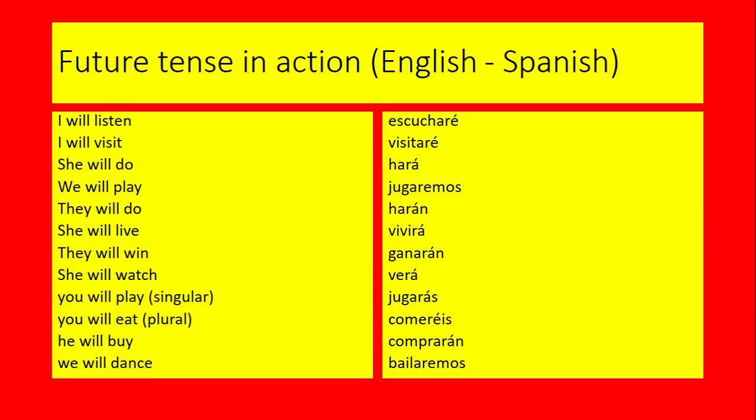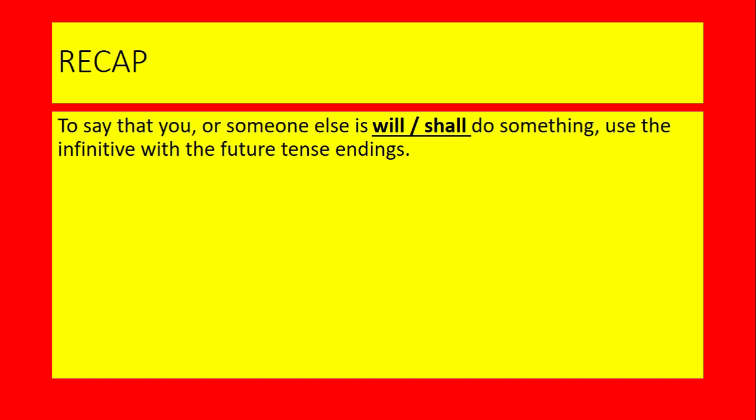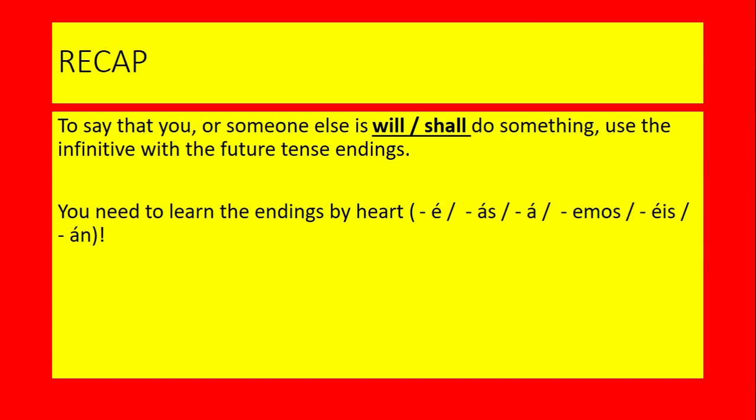How'd you get on there then? So, quick recap for you. Really easy tense this. To say that you or someone else will or shall do something in the future, you need the infinitive with the appropriate future tense endings. You need to learn them off by heart. é with an accent, the ás does have an accent, the á has an accent, emos, éis, and án. But you need to remember the order. So it goes I, you, he, she, it, we, you, they. And don't forget those irregular verbs where you don't add those endings onto an infinitive but onto those irregular stems. Easy. Thank you very much.